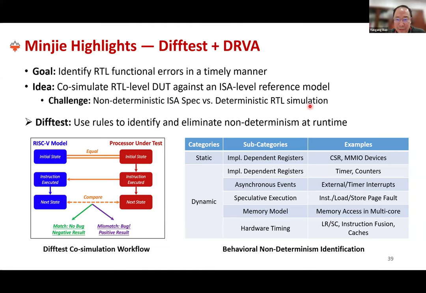But the RTL simulation is deterministic. So we needed to deal with the non-deterministic behavior at the instruction level and the deterministic behavior at RTL level. So how do we deal with it? Actually, we use rules to describe the non-deterministic behaviors. As on this table, we have identified those non-deterministic behaviors.